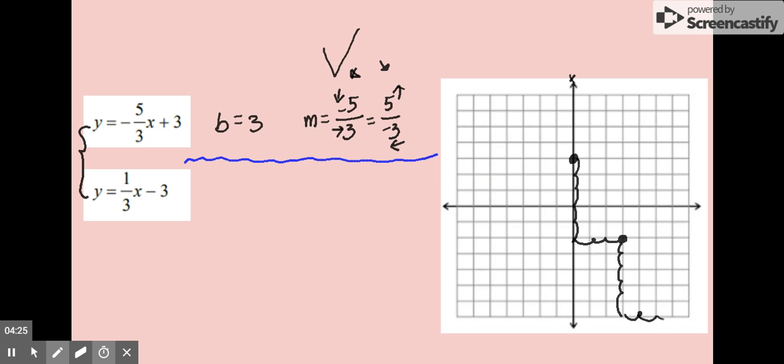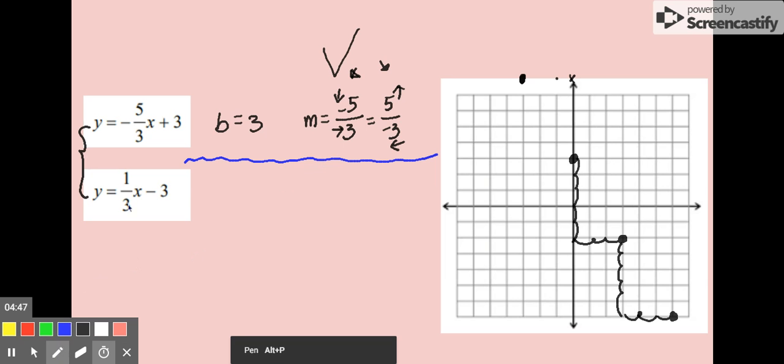It should be going up by 5 and going to the left by 3, so the next point is going to be like this. If you have a ruler, you may just have 2 points and then connect the dots. That would be enough. All right, so now let's move on to the next one.